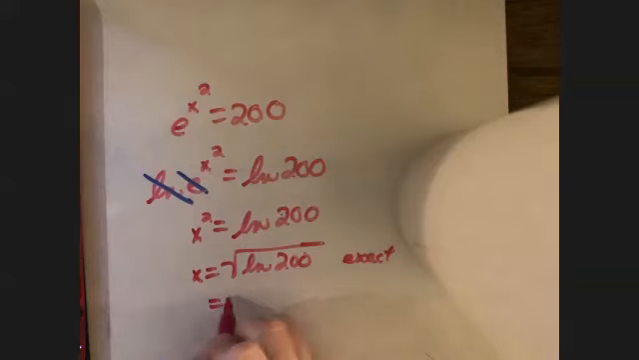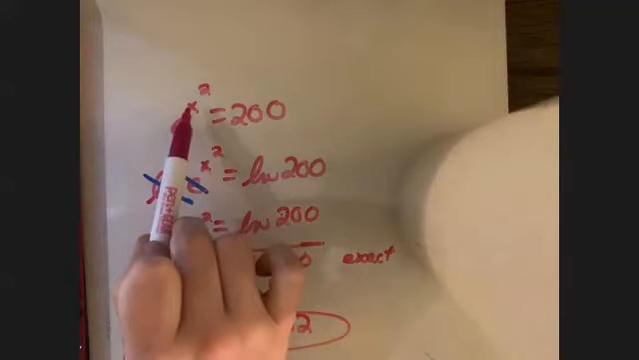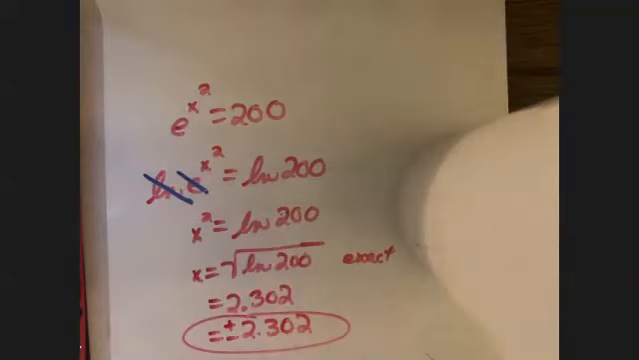This is going to be 2.302 roughly. Now, because we brought in the square root, we would also need to bring in plus or minus for this. And this is not going to be a problem, because when it goes back in, we're going back into an exponential thing.